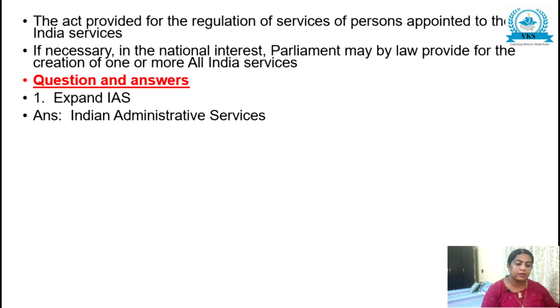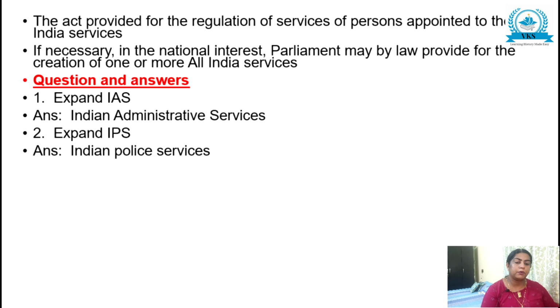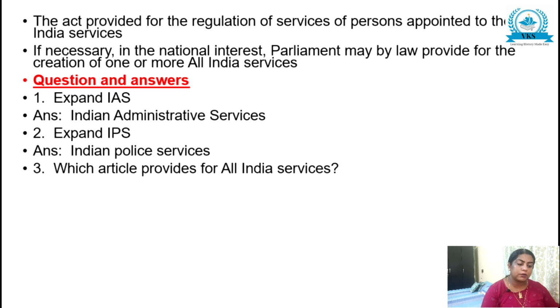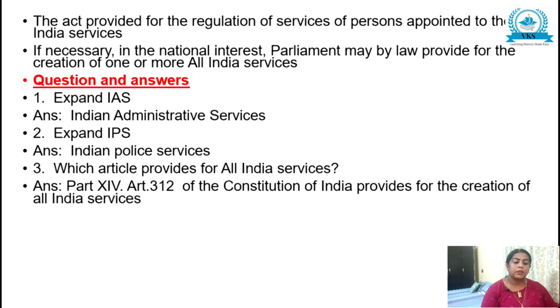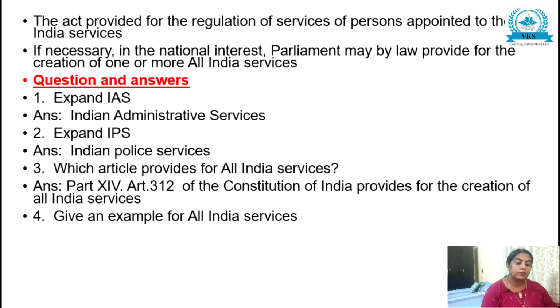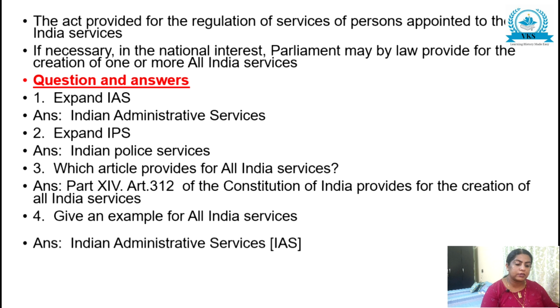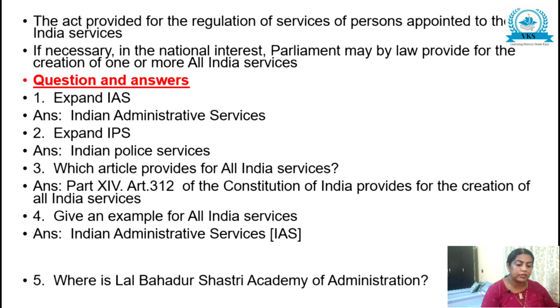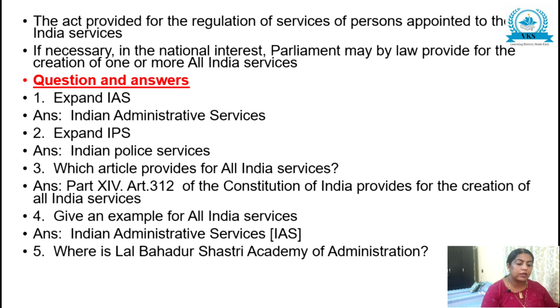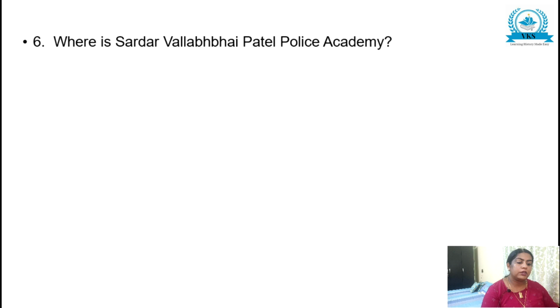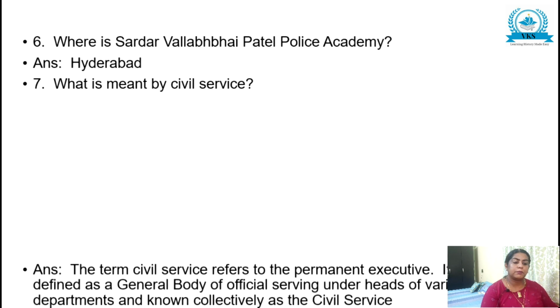So now let us see some questions and answers. Expand IAS: Indian Administrative Services. Expand IPS: Indian Police Services. Which article provides for All India Services? Part 14, Article 312 of the Constitution of India provides for the creation of All India Services. Give an example for All India Services: Indian Administrative Service, IAS. Where is Lal Bahadur Shastri Academy of Administration? It is at Mussoorie. Where is Sardar Vallabhbhai Patel Police Academy? Hyderabad.